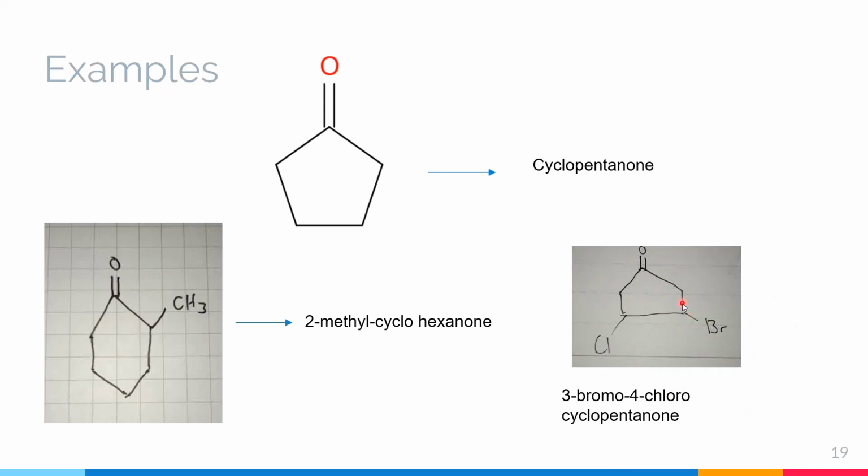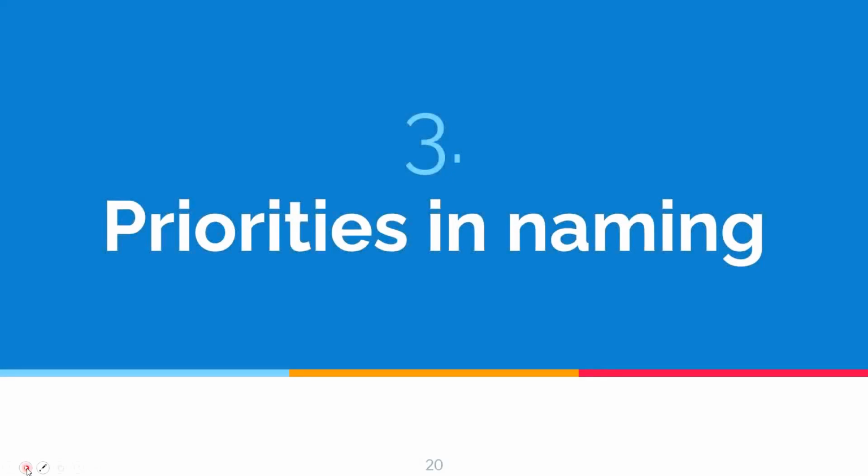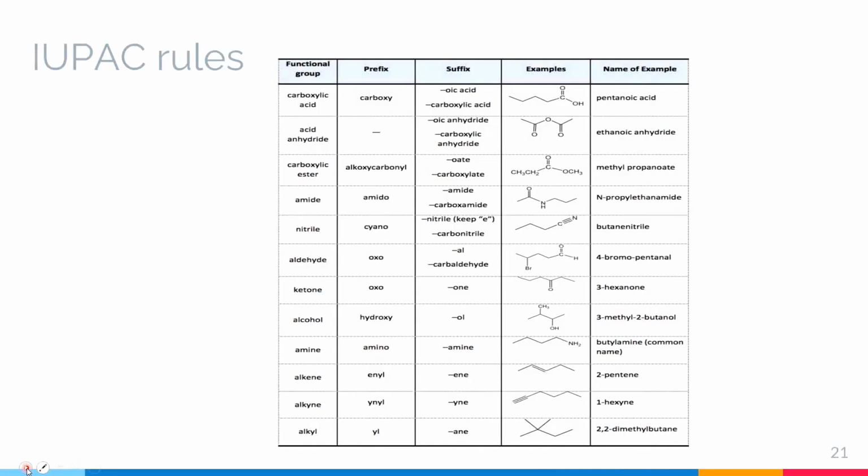I know, so many rules, right? But it's alright, don't worry. There's a lot of rules, but you'll get there. So yeah, 3-bromo, 4-chloro, because either way, it will be the same. Now, how about the priorities in naming? So please do look at this table. Take a picture of it, take notes, do what you need to do because it's very useful.